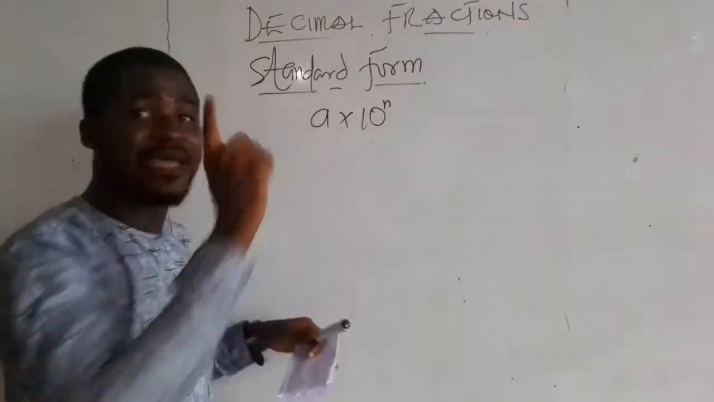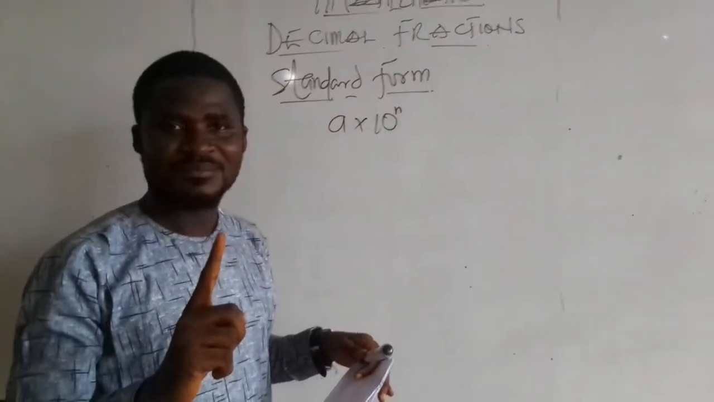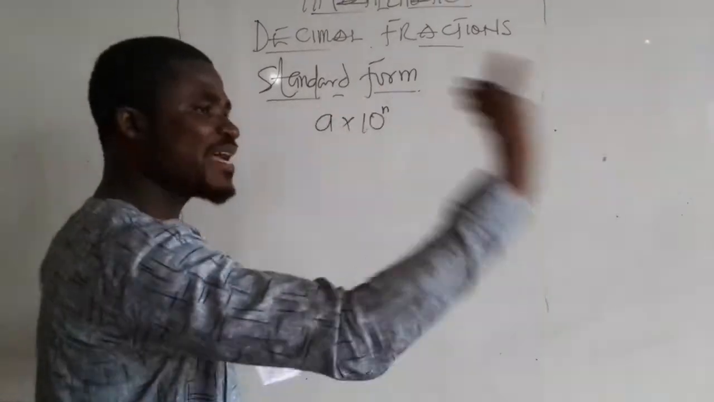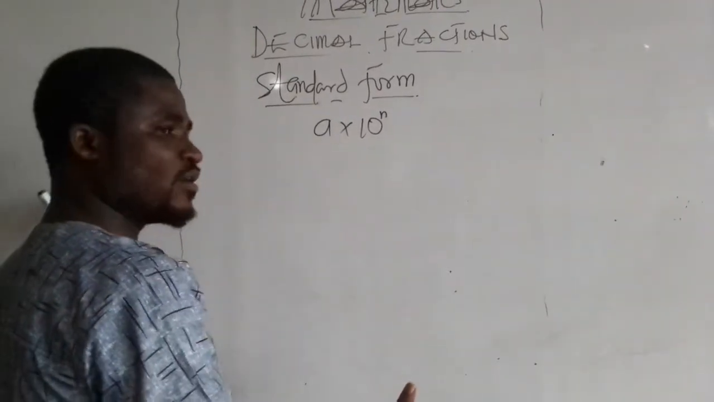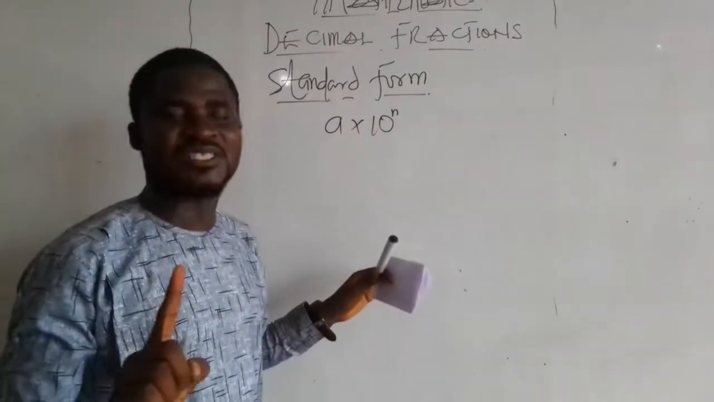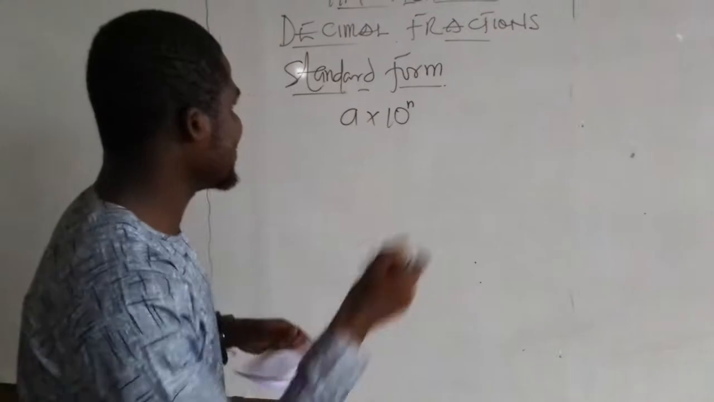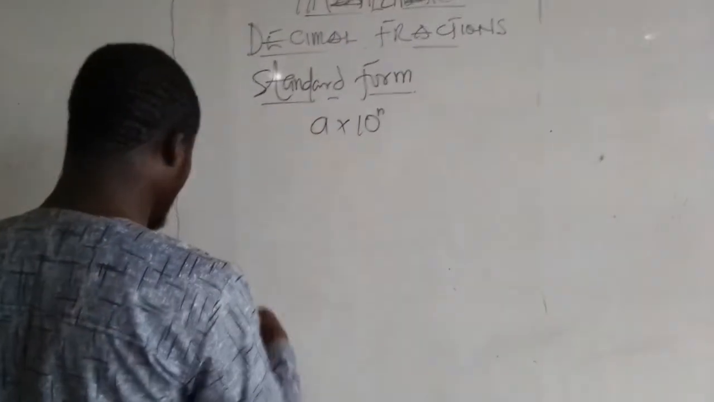And also, whenever you move from your left hand side to your right hand side, always the power becomes negative. And whenever you move from your right hand side to the left hand side, always the power becomes positive. Good. Now let's try an example.